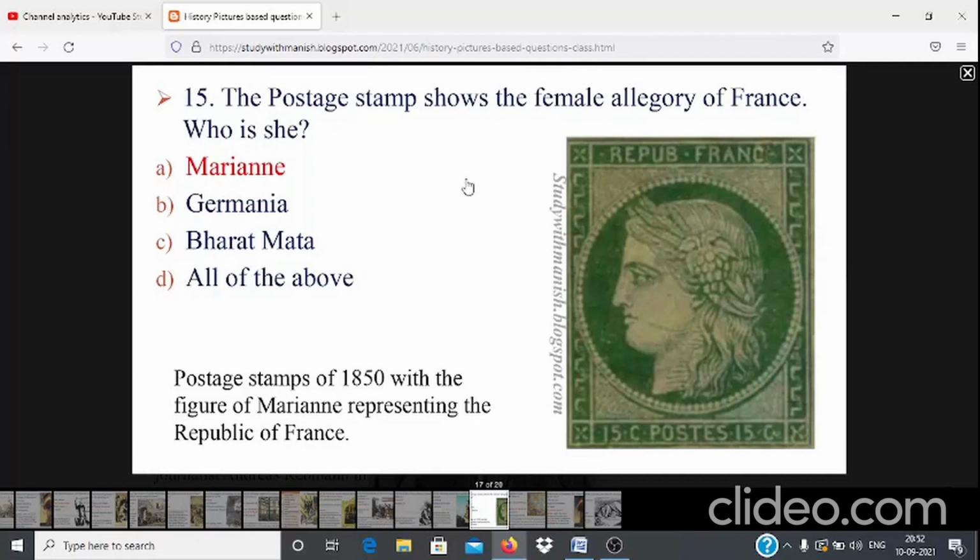Next question. The postage stamp shows the female allegory of France. Who is she? Options are A. Marianne, B. Germania, C. Bharat Mata, and D. All of the above. And the answer is Marianne.